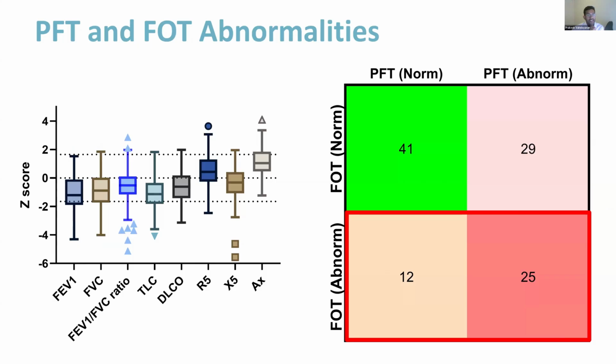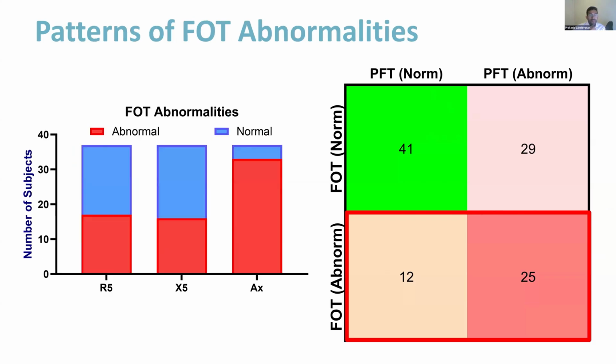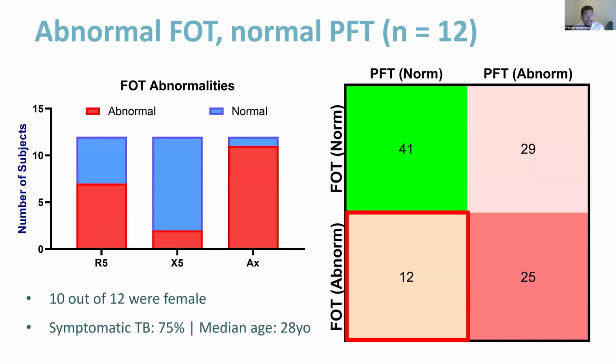What about the 37 patients that had an abnormal FOT? We can see that the predominant abnormality in these patients was that of an abnormal area of reactance. However, the group was heterogeneous, with a number showing increased resistance at 5 Hertz and reactance. Most patients with abnormal FOT did also have abnormal spirometry, but curiously, there were 12 patients who had abnormal FOT but normal pulmonary function testing.